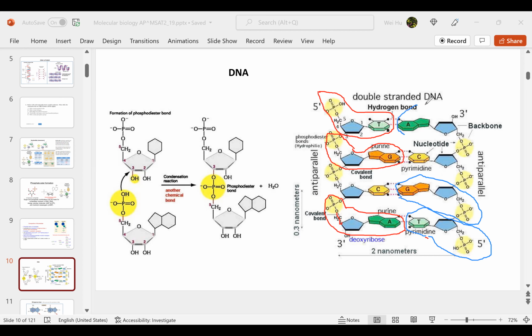So this is a nice one. This side is the 5' end because your phosphate links to the 5 carbon. When you actually do DNA replication or DNA synthesis, you add the phosphate to the 3 carbon. So this is how you do it, from this one to this one. Good.